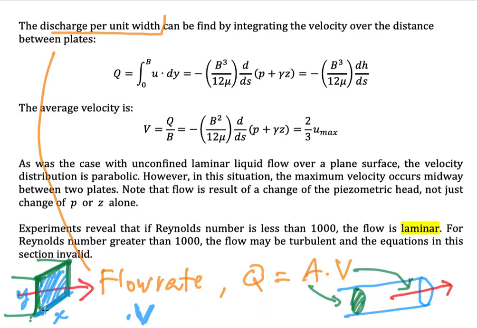It's a unity. So that's why it's written per unit width. It means that the value of the flow rate will be divided by the width of the channel. So we only use A here, which is x times y. If x is equal to 1, we could take only the value of the height of this one.